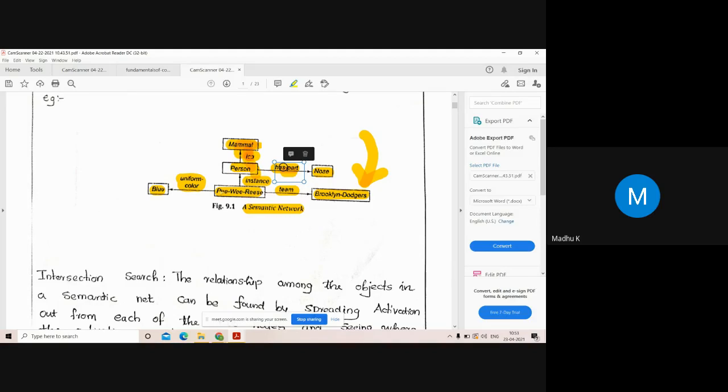We can consider it a general relation. For example, a person has a nose, meaning the nose is a part of a person. We can use the has-part relation. So this is the semantic network concept. As I told you, you can represent most concepts in the real world using a semantic network. I'll try to show one example.